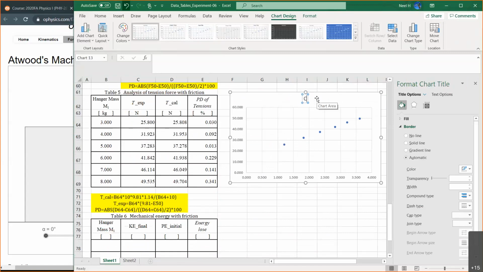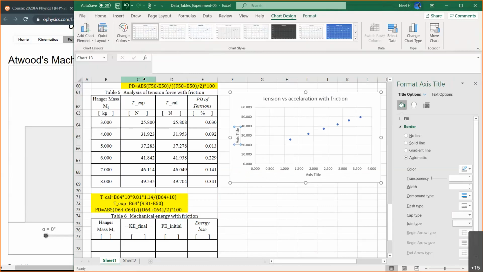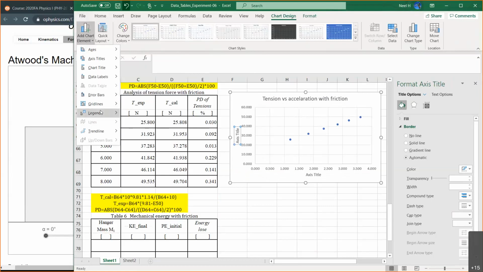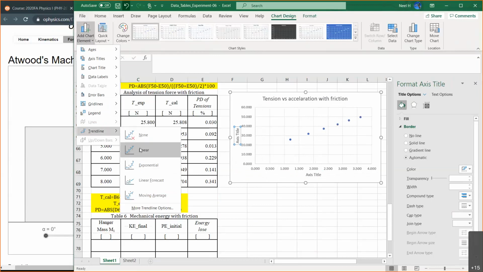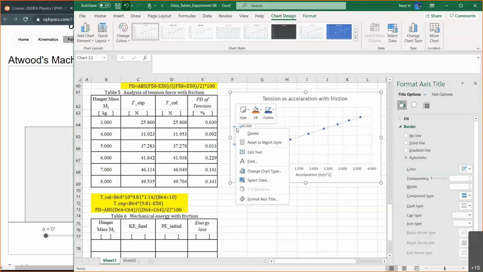Now this is force of tension versus acceleration with friction, right? So you have to tell what is different now. Double click, left hand side top chart element, axis title horizontal, axis title vertical. I would also like to have the trend line because we now have linear behavior of the data. The x-axis is going to be acceleration, and the unit should be meter per second squared, and the y-axis should be force of tension.